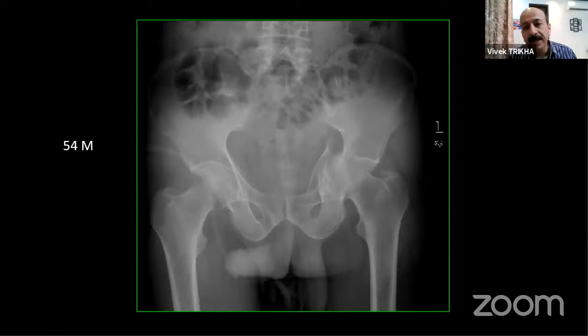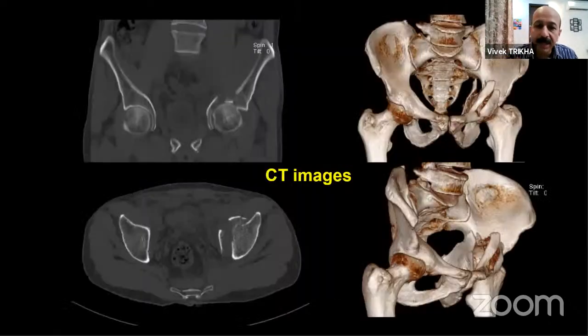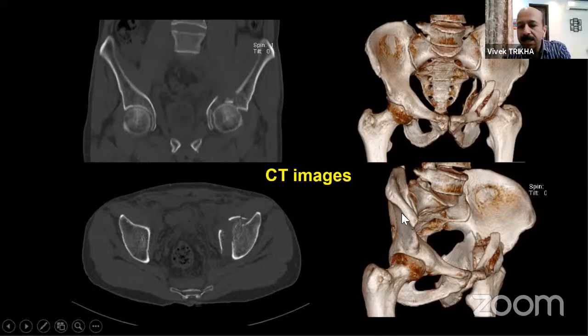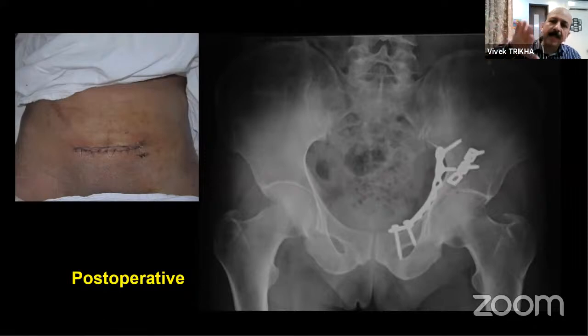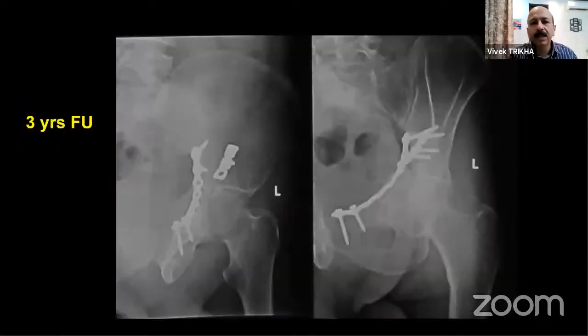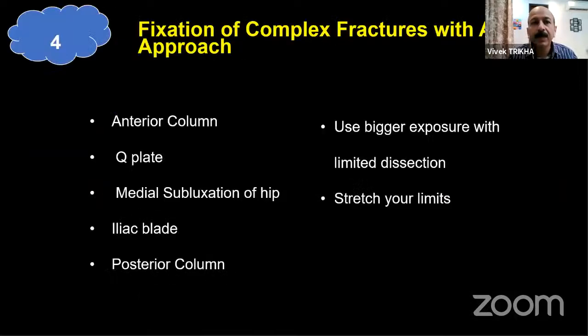Then in an elderly patient, once you are confident, looking at the marginal impaction, classical anterior wall comminution with higher quadrilateral plate displacement. You can see the marginal impaction here. And this is how you fix it with a small Pfannenstiel incision, putting in two plates: one for buttressing the anterior wall or the suprapectineal part, and the second, infrapectineal, holding the quadrilateral plate in its proper place. His follow-up is around 3 years, which is fairly good.